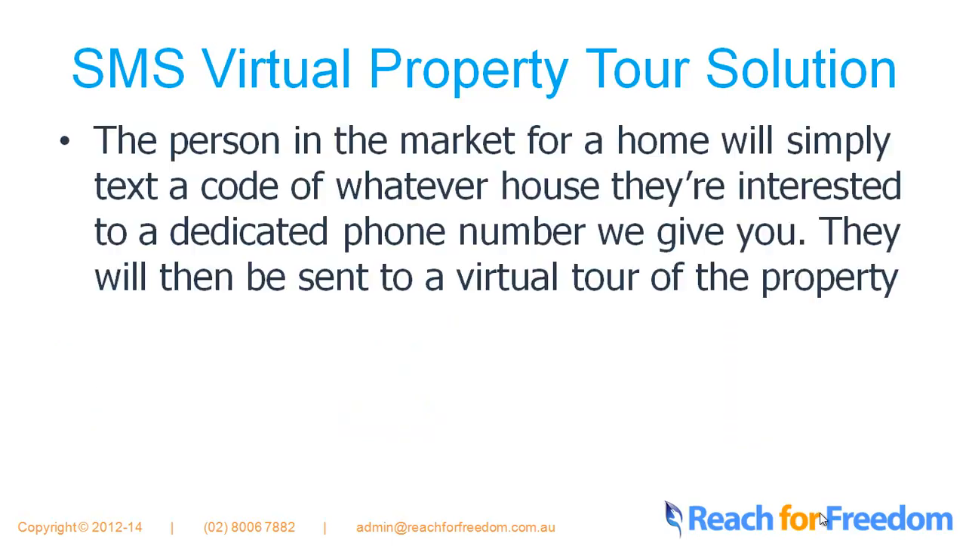Okay, so how it works is, let's just say a person's driving in a car, they notice the listing board in front of the house, or let's just say they're going for a walk, and they're interested in the house. So the person in the market for the home will simply text the campaign code of whatever house they're interested in to a dedicated phone number which you have. Automatically they'll then be sent to a virtual tour of the property.